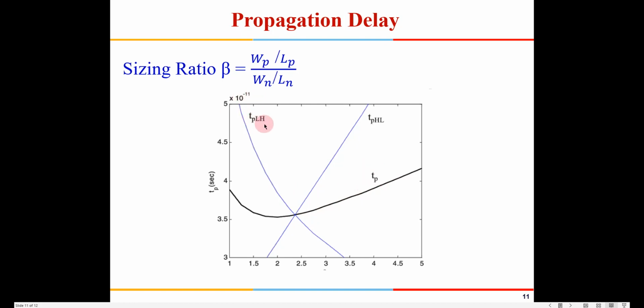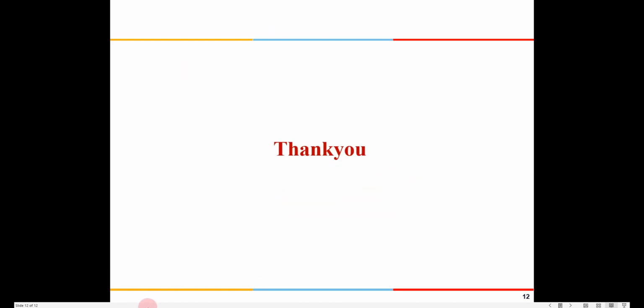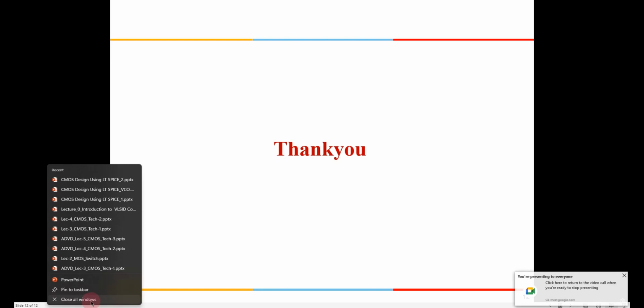If you understand this plot, if you increase the size of the P, the rise time will decrease. Rise time is the time taken for the signal to come to 1, whereas the fall time is this. So you will find the fall time will increase, because now P has become stronger. So the optimum condition for an optimum delay is to have a PMOS width close to 2.5 times the width of an NMOS. With this we come to the end of the theory session.